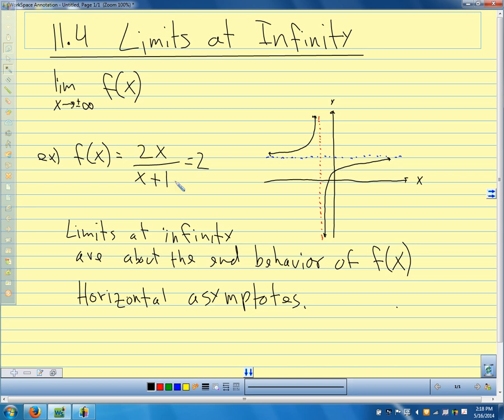So our limits at infinity are asking us about horizontal asymptotes. The rules for finding limits at infinity are exactly like the rules for finding horizontal asymptotes. So we can think of them as being the exact same thing, because they are the exact same thing. Horizontal asymptotes tell us what our function gets close to as x gets really, really large or really, really small.